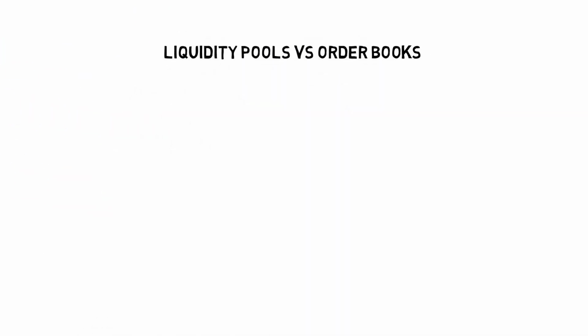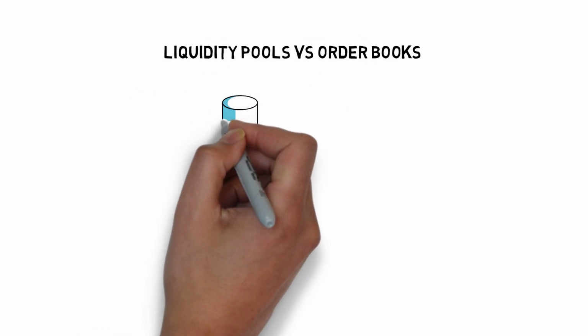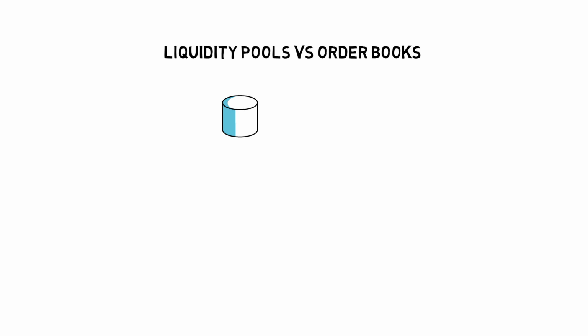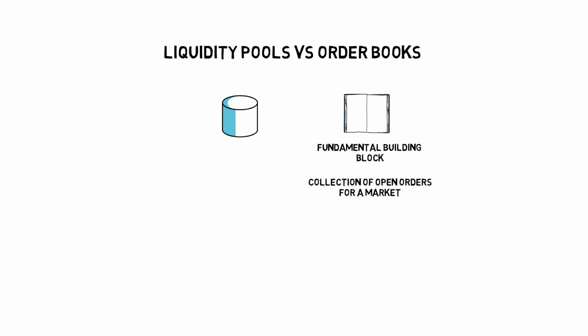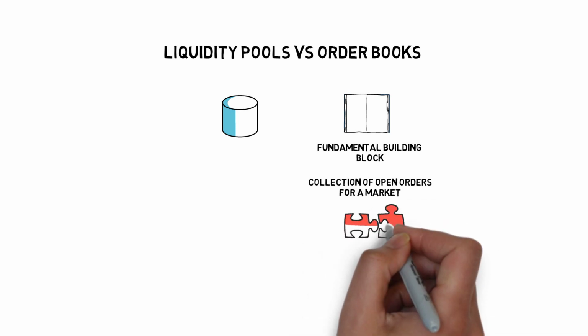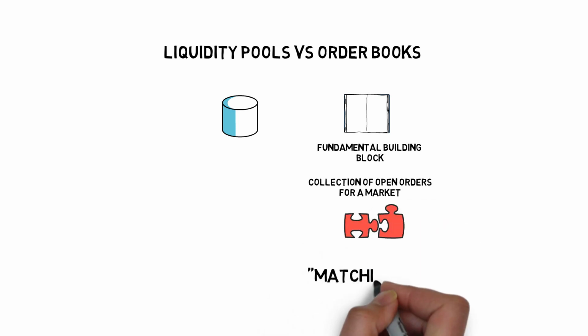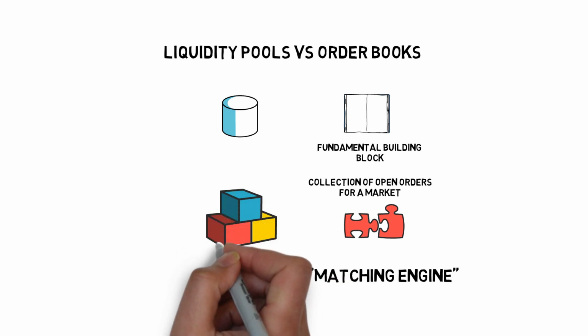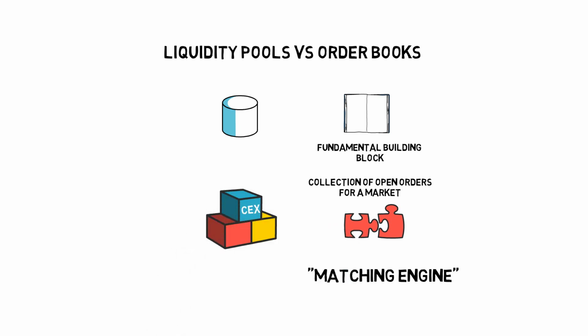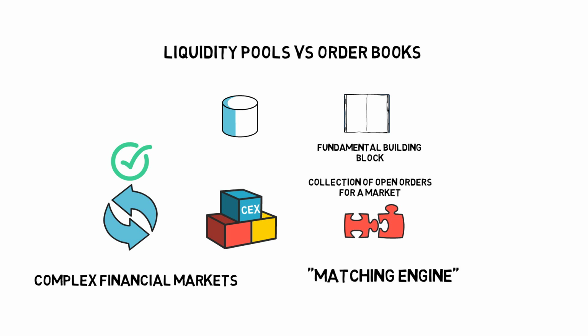Liquidity pools versus order books. To understand how liquidity pools are different, let's look at the fundamental building block of electronic trading, the order book. Simply put, the order book is a collection of the currently open orders for a given market. The system that matches orders with each other is called the matching engine. Along with the matching engine, the order book is the core of any centralized exchange. This model is great for facilitating efficient exchange and allowed the creation of complex financial markets.